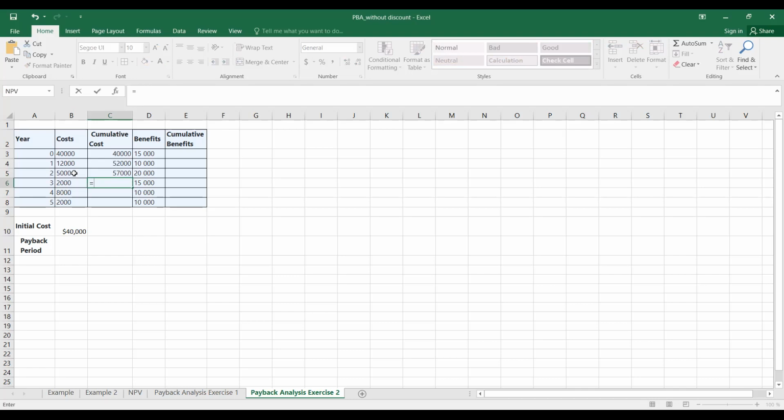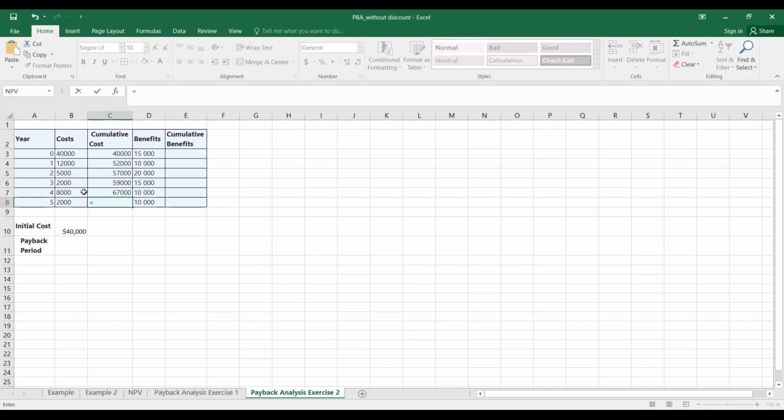Next up, to find the cumulative cost for year 3, total cost for year 2 plus the cost for year 3 gives you $59,000. Cumulative cost for year 4 is going to be the total cost for year 3 plus the costs for year 4, that gives you $67,000.